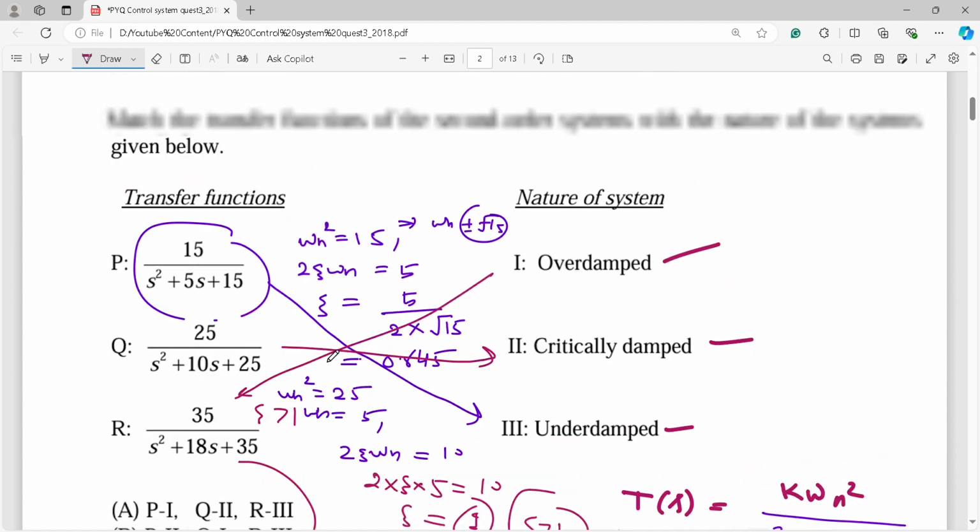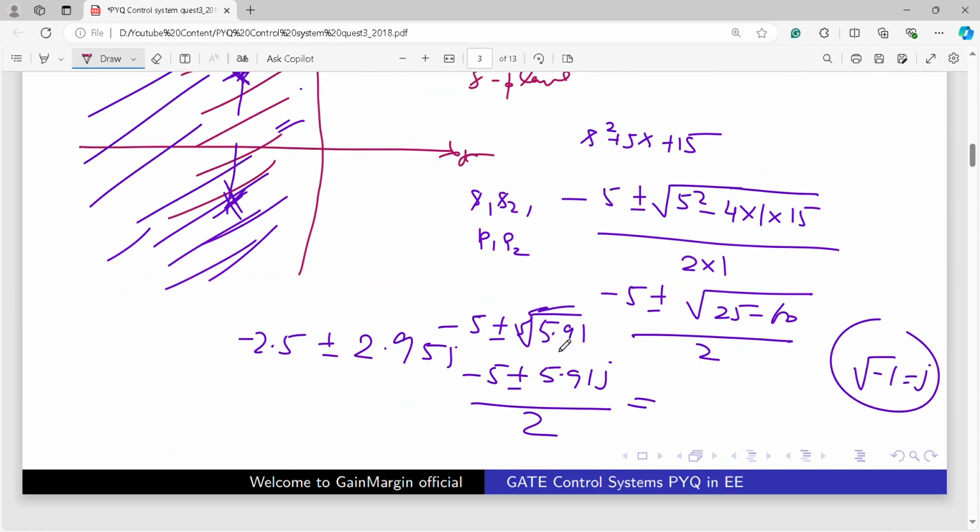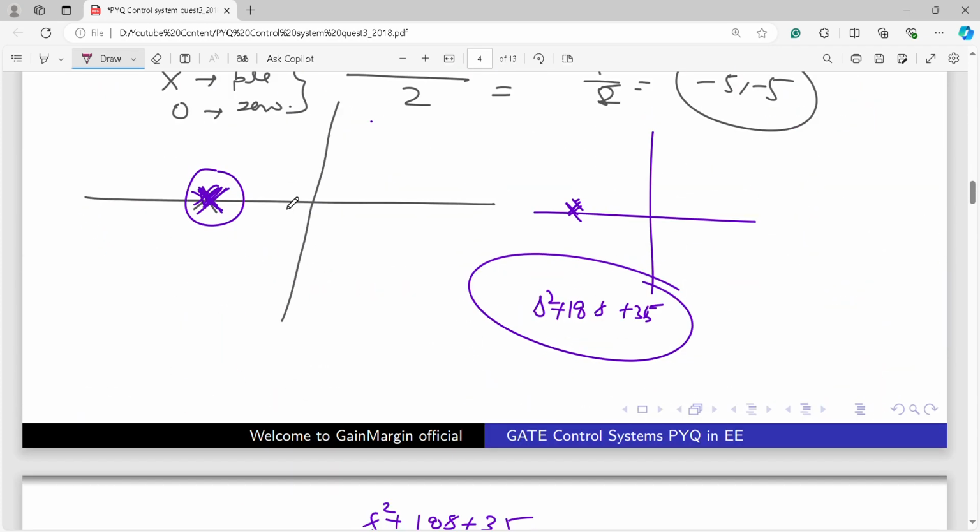So we have understood that for an underdamped system, the poles are complex conjugate in nature; for critical damped, poles will be real and equal; and for overdamped, poles will be real and distinct. And one more, which is not given here, is the undamped system. Its poles will be imaginary conjugate, so they will lie on the j omega axis.